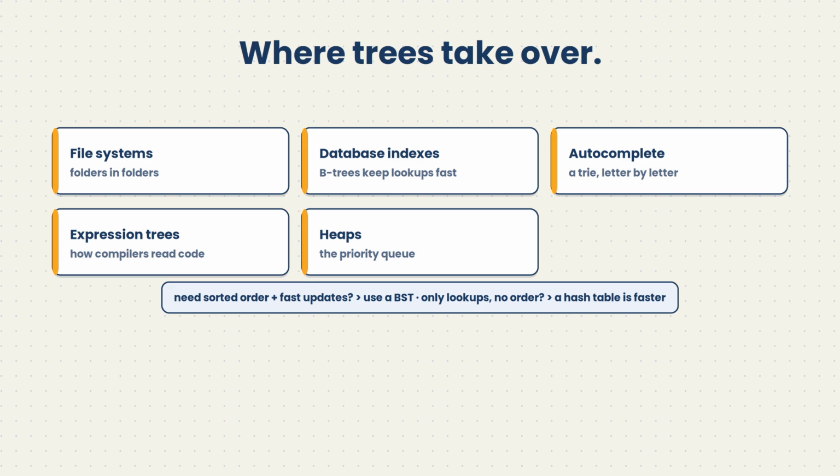All trees. Reach for a binary search tree when you need a set or map that stays sorted while still supporting fast search, insert, and delete. If you only ever look things up and never need order, a hash table is faster. But the moment you need sorted order, the tree wins.